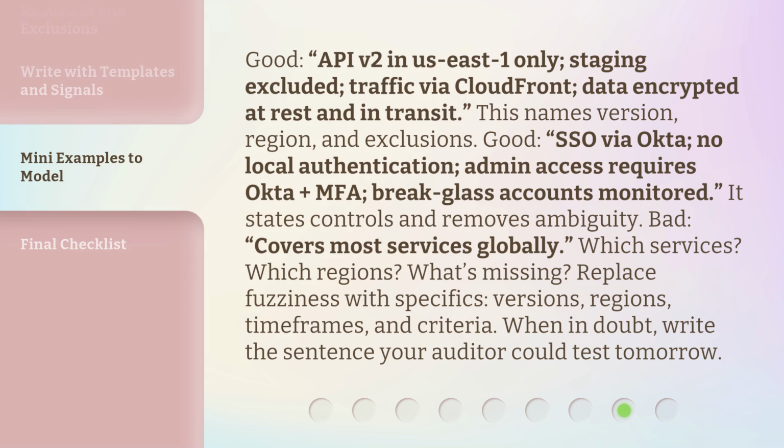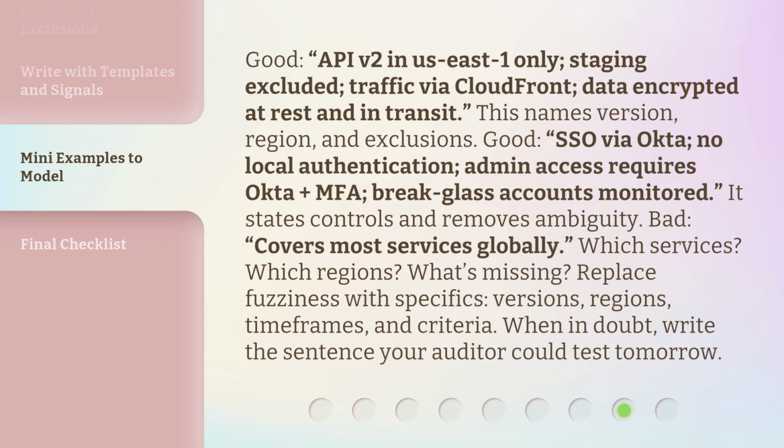Good. API v2, in US East 1 only. Staging excluded. Traffic via CloudFront. Data encrypted at rest and in transit. This names version, region, and exclusions. Good. SSO via Okta. No local authentication. Admin access requires Okta plus MFA. Break glass accounts monitored. It states controls and removes ambiguity.